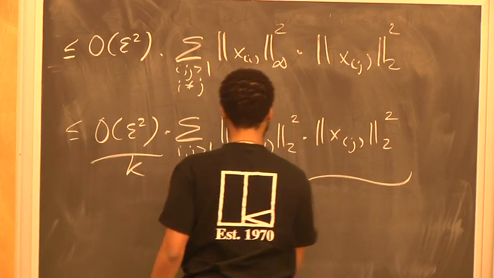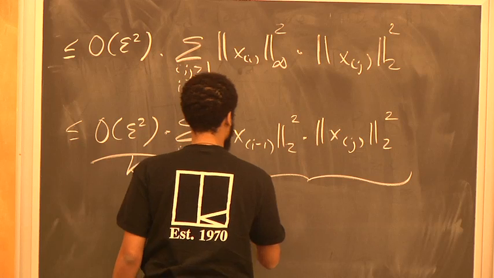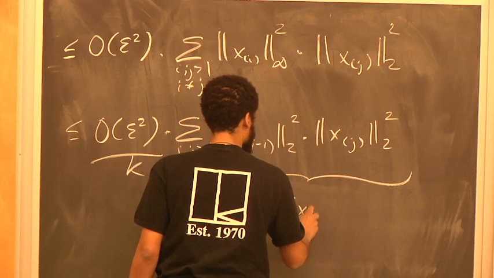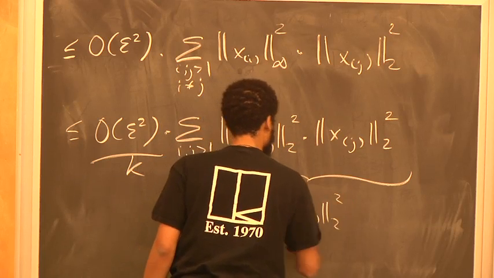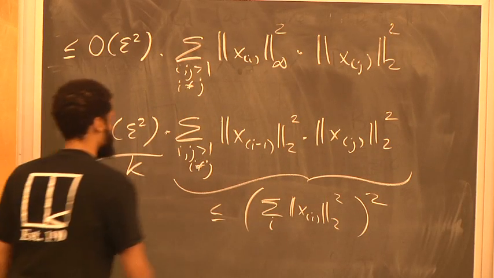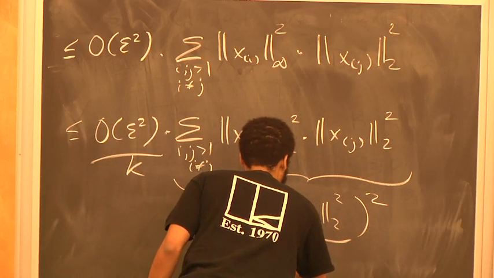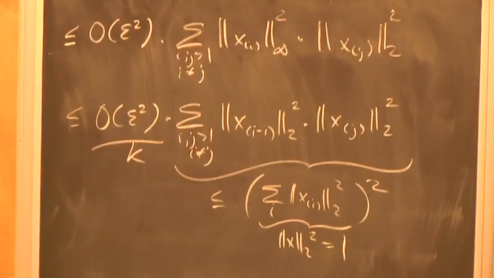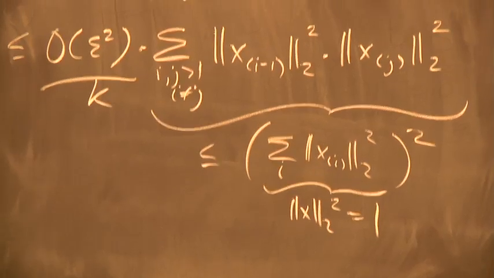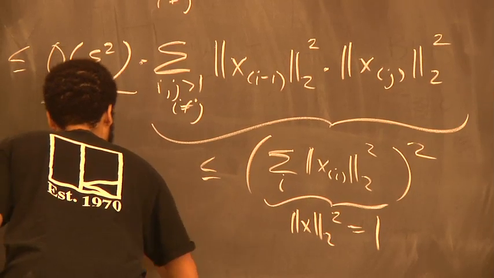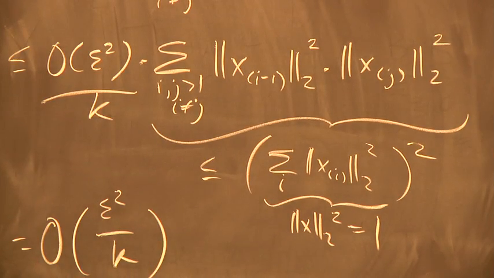And this thing here is just at most the sum over i of the L2 norm of xi squared, squared. But this thing here is just x squared, which is 1. So overall, we have that this thing is O of epsilon squared over k. Okay, so the Frobenius norm squared of C is at most epsilon squared over k.